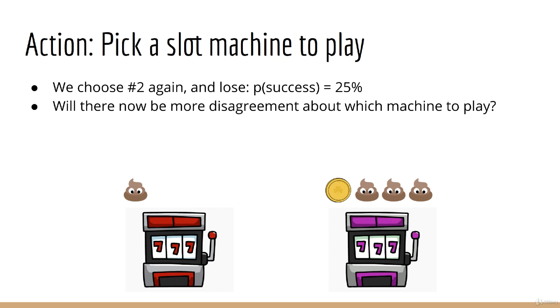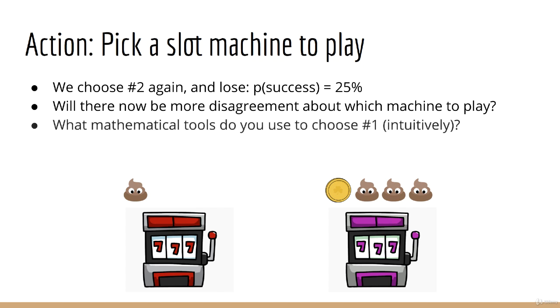We know that this is somehow less accurate, so we might want to play machine number 1 again so that we can be more certain. I want you to think about what kinds of mathematical tools you use in your mind to come to that conclusion. Why do we go against making a greedy choice based on the maximum likelihood estimate of the win rates?